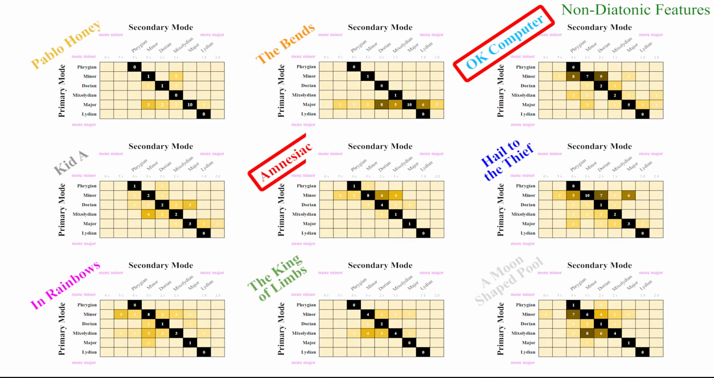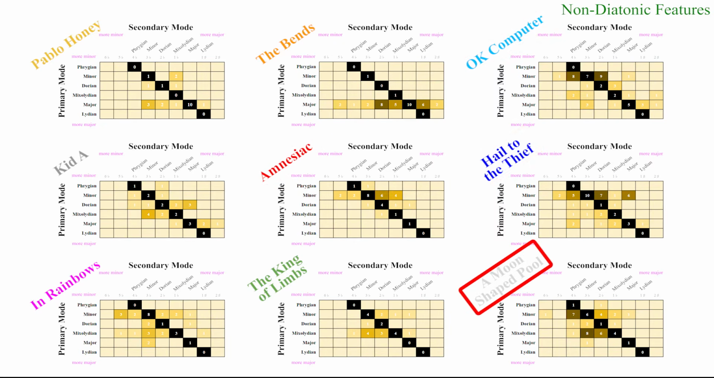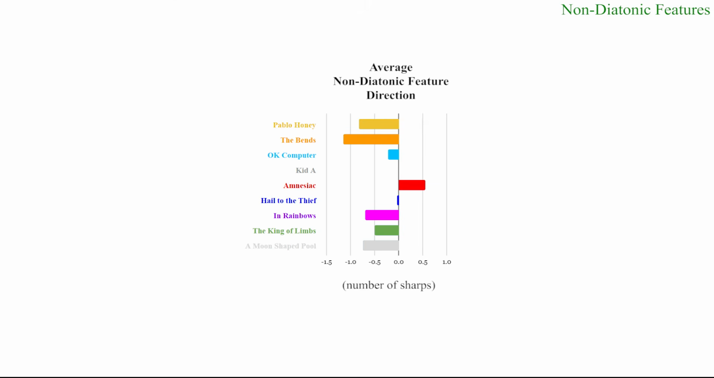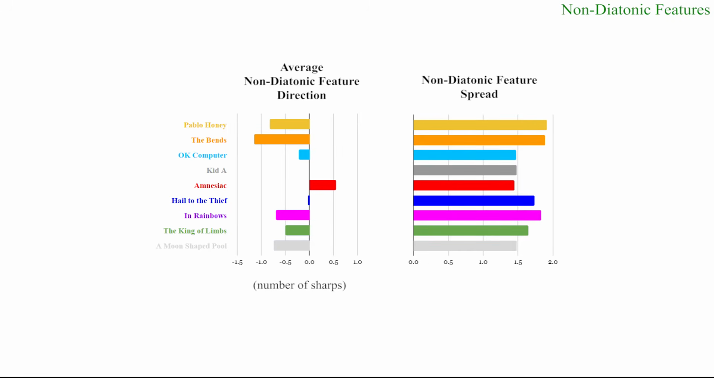OK Computer, Amnesiac, and Hail to the Thief all really like using the Dorian mode in a minor key setting, with OK Computer also frequently using the Phrygian mode in that setting. A Moon Shaped Pool also really likes using the Phrygian mode in a minor key setting, but also frequently incorporates the minor key within the setting of the Mixolydian mode. All of these charts can also be summarized by an average direction, showing how much flatter or sharper a mode the non-diatonic features are generally from, as well as by spread, showing how far these non-diatonic features are from the primary mode on average.